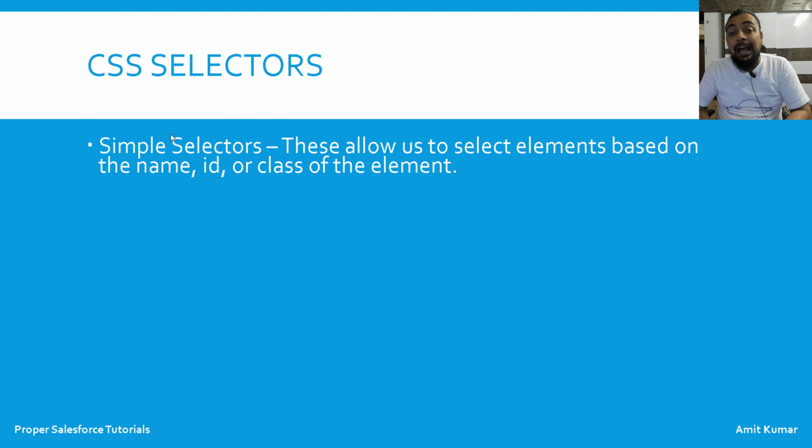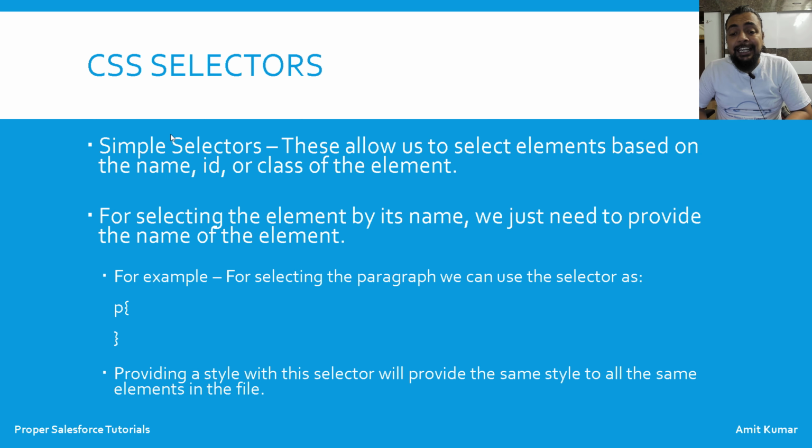Simple selectors allow us to select elements based on the name, ID, or class of the element. Now for selecting the element by its name, we just need to provide the name of the element. For example, if we want to style the paragraph, we will just provide P, and thereafter we will provide the declaration block where we will provide the property name and value for that specific element. And then all the P tags, all the paragraph tags in that HTML file will get that specific style.